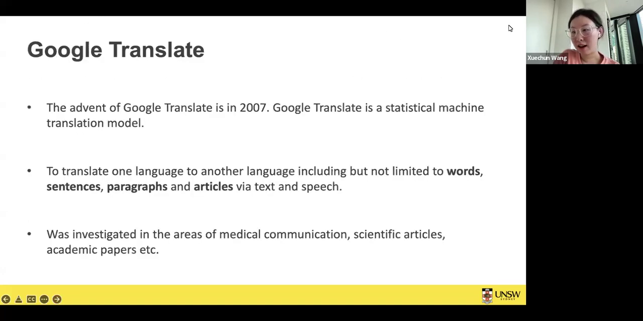Now I'll introduce Google Translate, since it is investigated as the machine translation model in our study. Google Translate is a statistical machine translation model. It brought Mandarin Chinese into automatic translation engines, including online search, e-learning, and social media. It has also been investigated in the areas of medical communications, scientific articles, and academic papers.